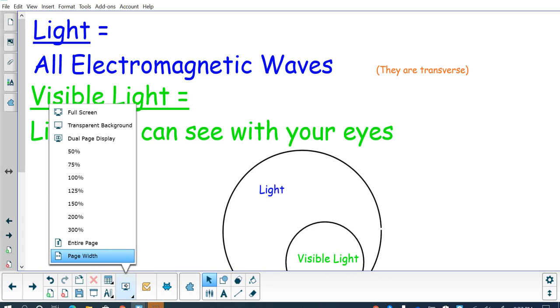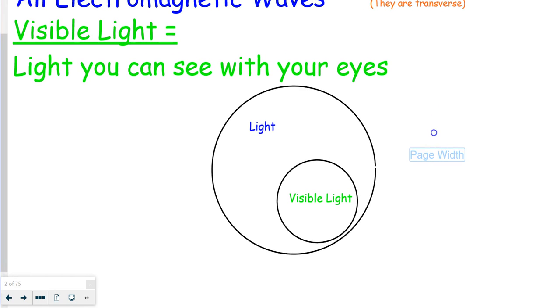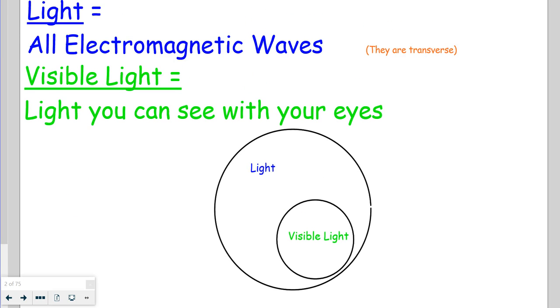Well, hello. Today we are going to be looking at light and some of the characteristics of light. Hopefully this will shed some light on the subject. A couple things you want to know, just so we clean up our language here.